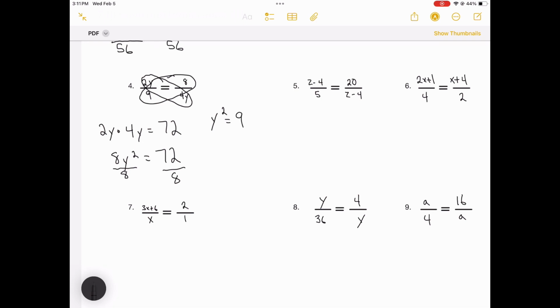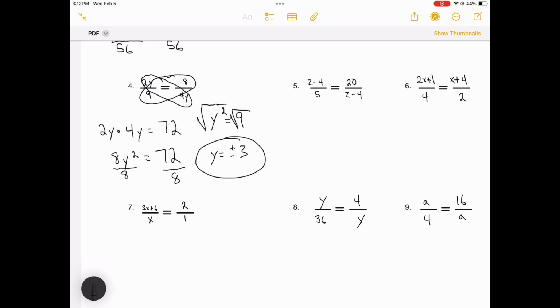And then how to get rid of this square is you must take the opposite inverse action of a square, which we all know by now is a square root. So we're going to have y equals plus or minus 3. Anytime you take the square root of a number, you're going to get plus or minus whatever you're doing.